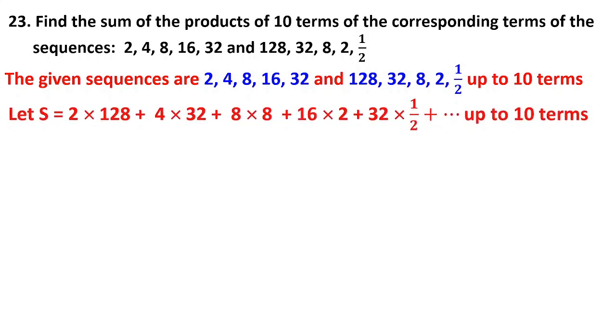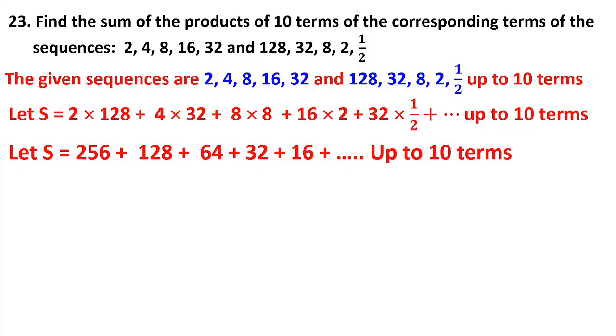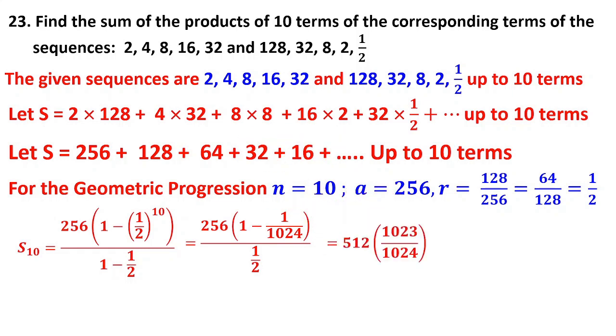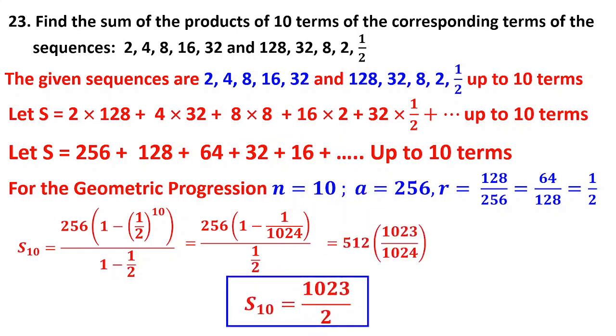2 into 128 plus 4 into 32 plus 8 into 8 plus 16 into 2 plus 32 into 1 by 2 up to 10 terms. Therefore, what will you get? 256 plus 128 plus 64 plus 32 plus 16 and so on. Now, when you multiply the corresponding terms, you are getting a geometric progression where the first term is 256, R is 1 by 2, and we have to find the sum up to 10 terms. Therefore, n is 10. Apply the formula A into 1 minus R power n by 1 minus R. And I am getting the final answer as 1023 by 2.